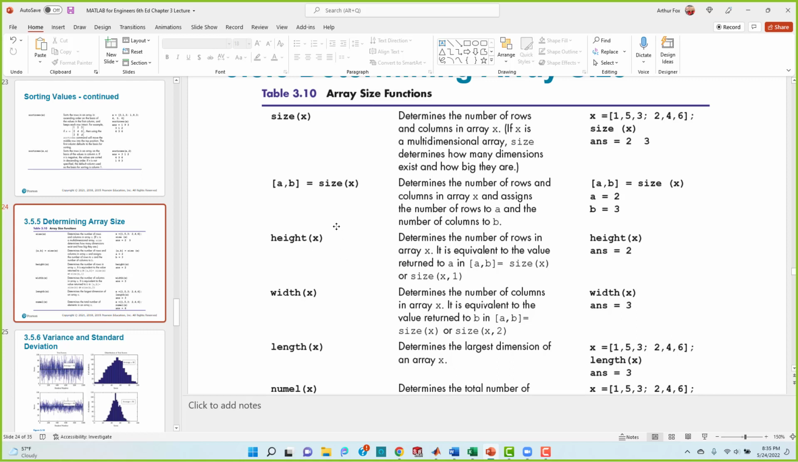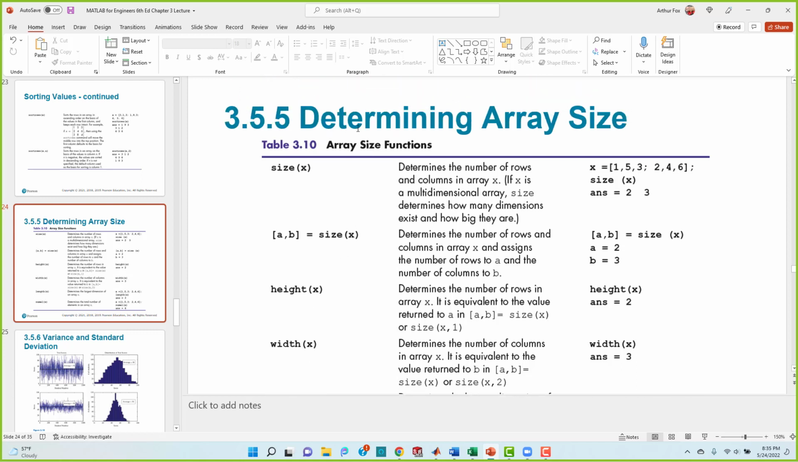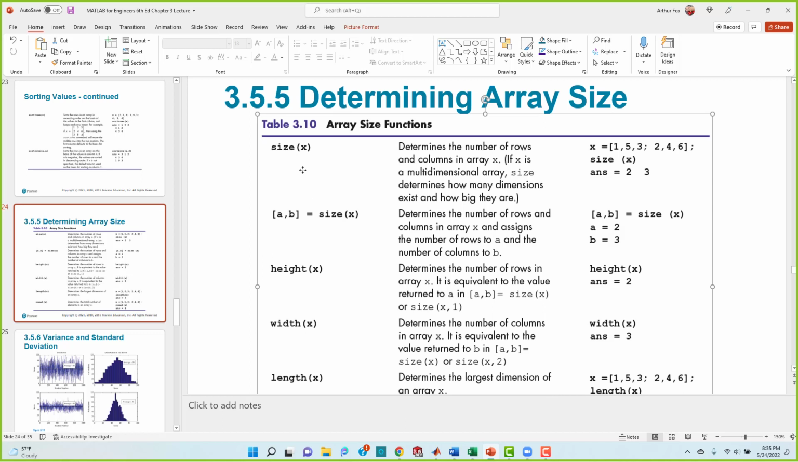No, not yet. Okay. So here's determining the size of your array. The size function I already did returns the rows and columns, and you can output it to 2 variables. This chapter is really boring, I tell you.